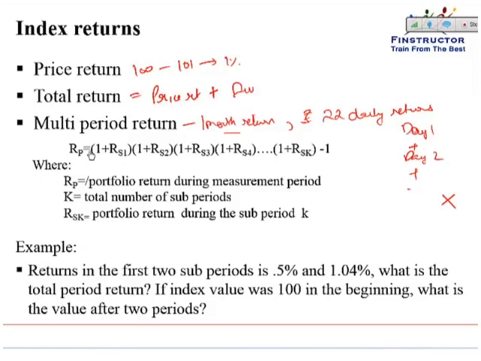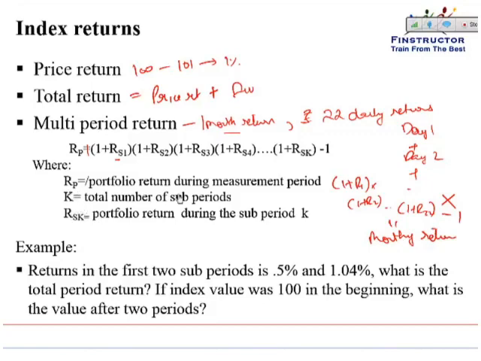So if we had invested $1, then the $1 would become 1 plus R1 after the first day. The entire amount would become into 1 plus R2 after the second day, so on and so forth. So it will be 1 plus the return at the end of day 1 into 1 plus the return at the end of day 2, so on and so forth, into 1 plus the return at the end of the 22nd day, minus 1. That will be the monthly return on the index.